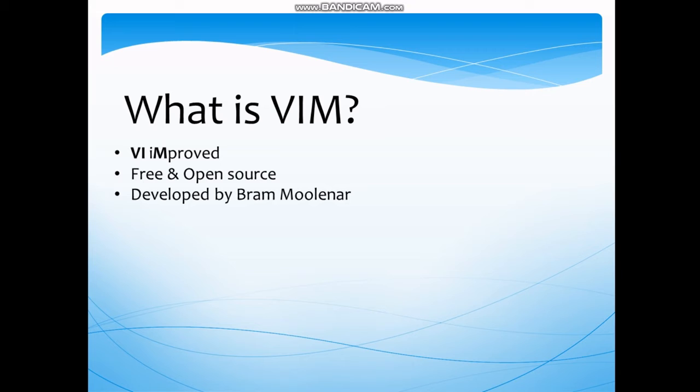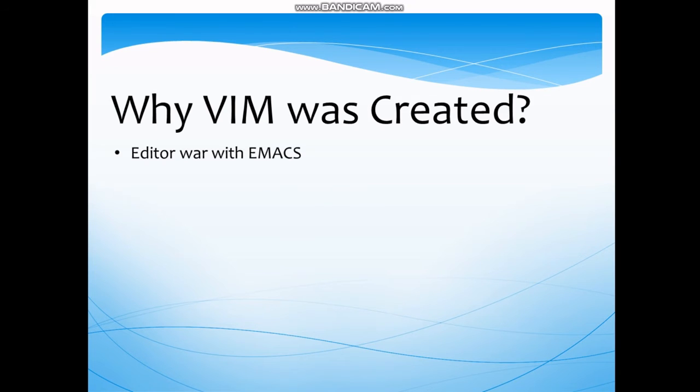Why was Vim created? Vim is based on the original VI editor, which was created by Bill Joy in 1976. During the 90s, VI was lagging behind in the so-called editor war that existed between the VI and the Emacs editor. So Bram implemented a lot of missing features that the Emacs community used as an argument for why Emacs was better than VI.